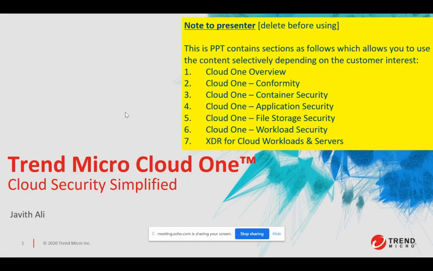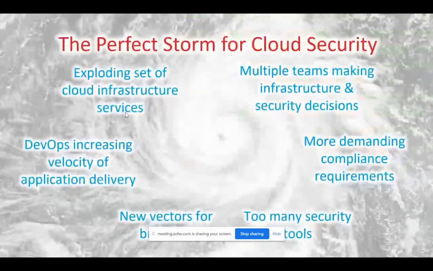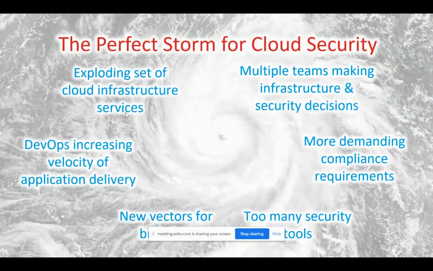So this is the comprehensive solution which includes all the features you can see here, and we'll go through the slides one by one. And what is the need for cloud security? Why do we need a cloud security platform? These are some reasons. First, an exploding set of cloud infrastructure services: the serverless platform, the container platform, and DevOps environment. Every month, AWS, Azure, and lots of cloud providers release thousands of services, and DevOps is increasing the velocity of application delivery, which also contributes to the need for cloud security. And multiple teams make infrastructure and security decisions.